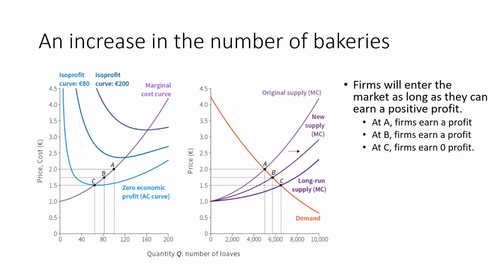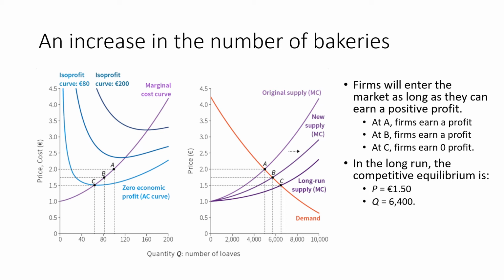At point C, all firms are going to earn zero economic profit, because firms will continue to enter this industry, baking, until economic profits are brought down to zero. So in the long run, the competitive equilibrium is a price of €1.50, and the quantity is going to be 6,400 loaves at a price of €1.50. That's how many loaves are going to be demanded. The profit for each firm is going to be zero, and each firm is going to produce, sorry, not 70, exactly 64 loaves.